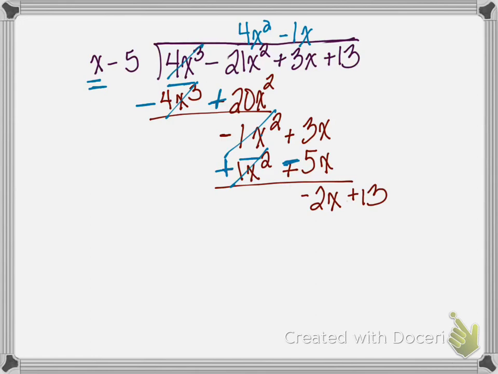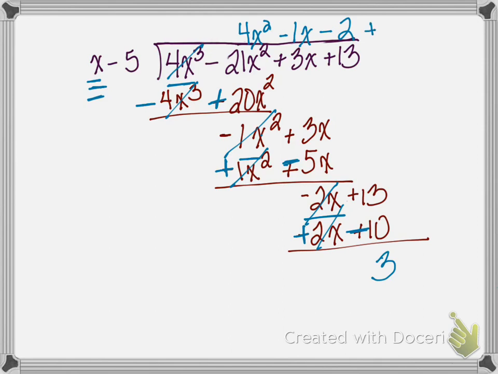X times what gives me negative 2x? So I'm saying x times what gives me negative 2x? And that is going to be negative 2. And I am going to multiply that. Negative 2 times negative 5 is going to be positive 10. Negative 2 times x is going to be negative 2x. I am subtracting, so I've got to change those signs because I am subtracting. Okay, my negative 2's cancel, and I'm left with 3. So I'm left with 3 here. So that is my remainder. I have a remainder of 3.